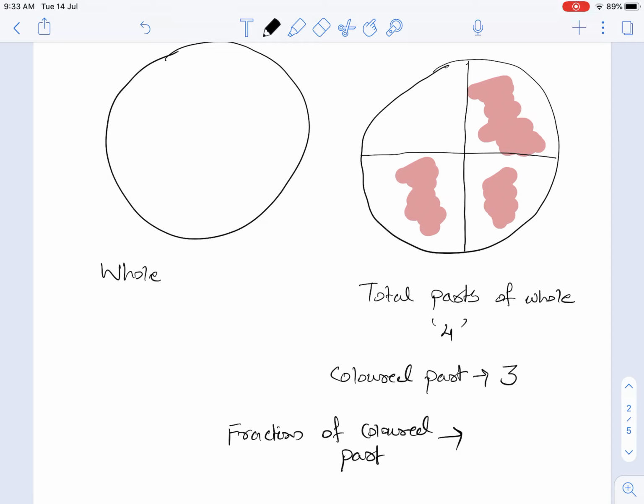Now how to represent how many parts I have colored? We can represent this in terms of a fraction. First we have to decide the fraction of what we are going to find. We are going to find the fraction of the colored part. Whose fraction we are going to find, that number we write in the numerator. There are 3 parts colored, out of how much? Out of these 4 parts, 3 parts are colored, so the total parts we write in the denominator, and the required part we write in the numerator. So what is the fraction of the colored part? 3/4 part is colored.